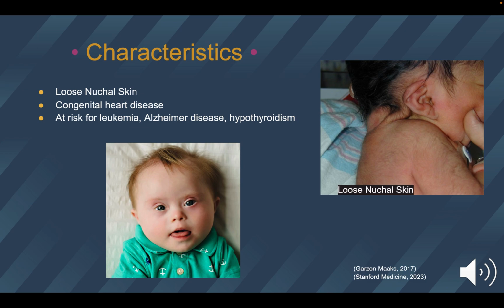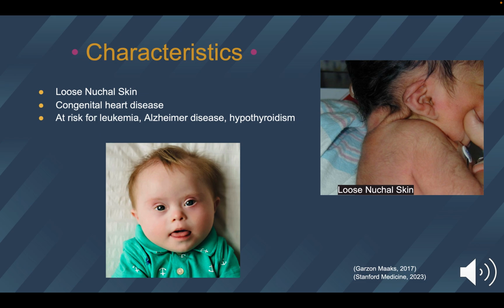Other characteristics in children with Down syndrome include loose nuchal skin. This is abnormal skin folds over the back of the neck that can be a marker of Down syndrome. There's also congenital heart disease, particularly atrioventricular septal defect, which is the most common congenital heart condition in children with Down syndrome. In AVSD, blood is allowed to flow where it normally should not go.